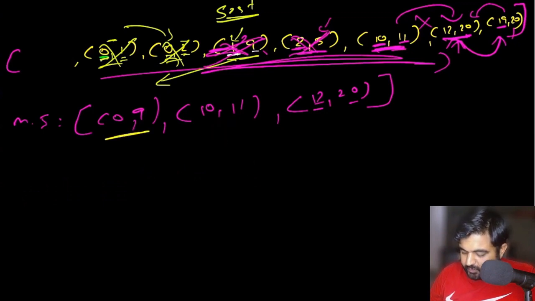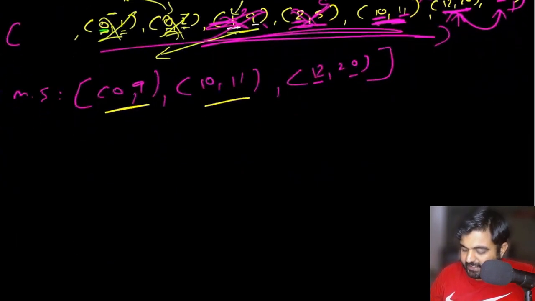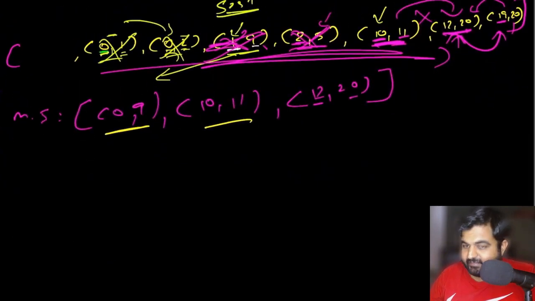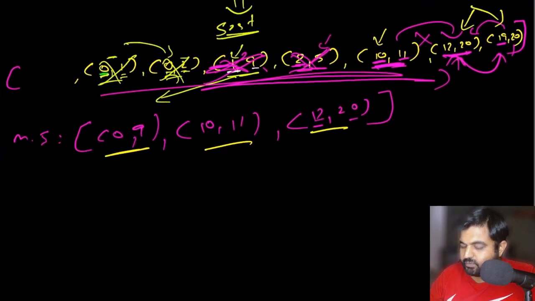First interval is 0 to 9, where we merged a bunch of different small intervals. Second one is 10, 11, because it was not overlapping with anyone else. And the third one is 12, 20, because there was an overlap between these two intervals. And this is the full solution of this problem.